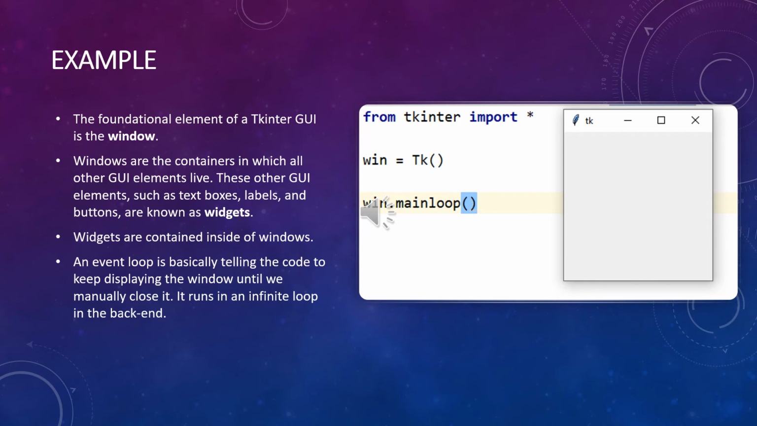Then I have written win.mainloop, right? After executing we will get a blank window, because I have not written anything. It's the first basic window. So what is mainloop? The event loop is basically telling the code to keep displaying the window until the user manually closes it. It runs in an infinite loop in the backend.